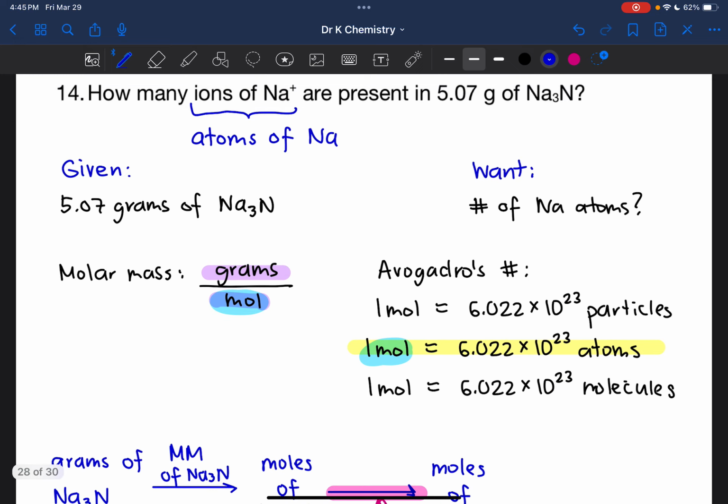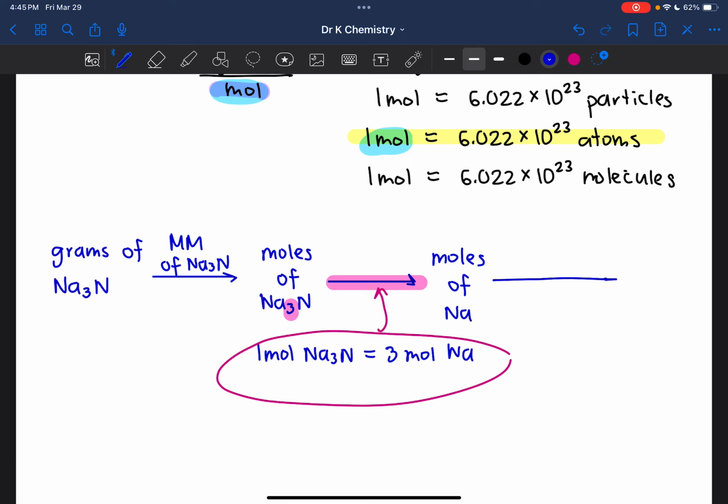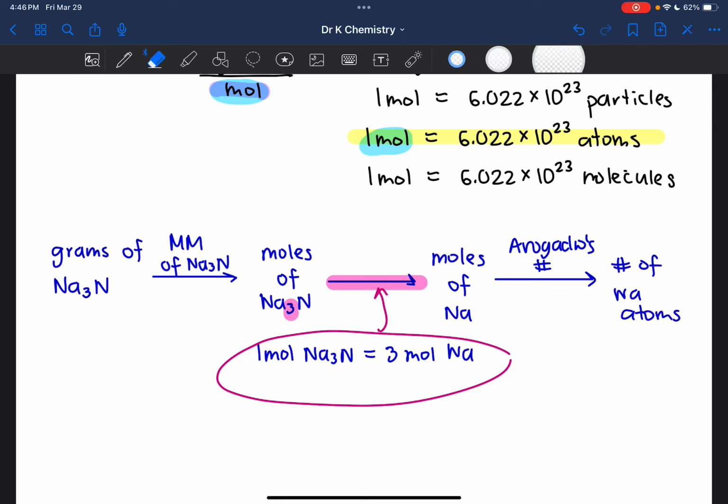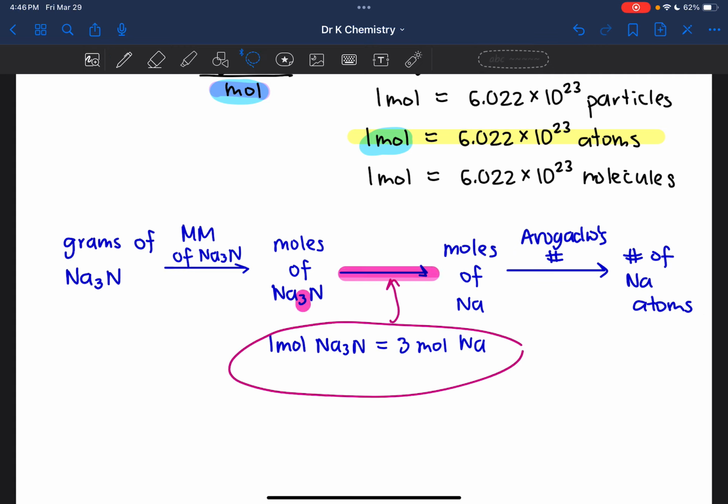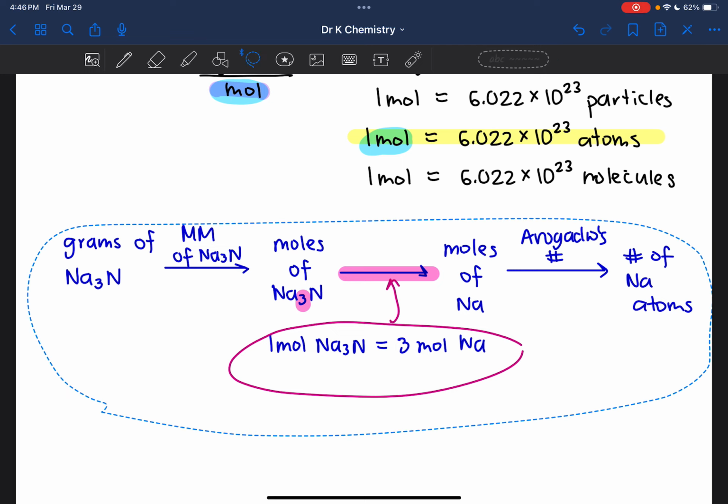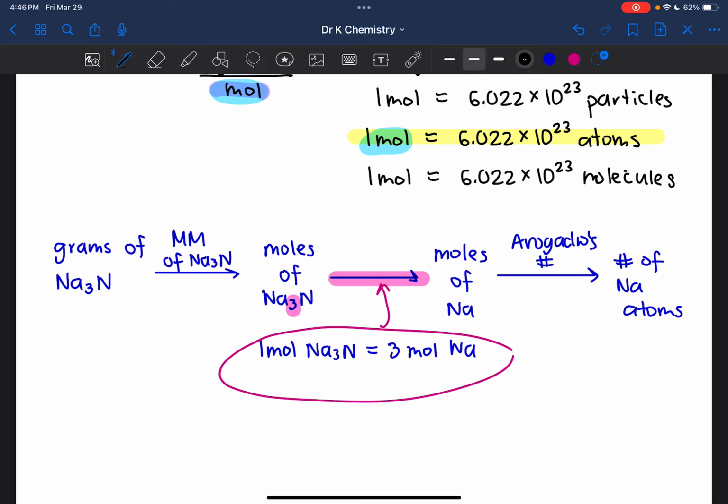Once I have that, ultimately I'm trying to get to the number of sodium atoms. And when I have the moles of sodium atoms, well, I can use Avogadro's number to get to the number of atoms. So moles are the connection. And if you're ever completely stuck on a problem, turn it into moles, because chances are that's where you're going to have to go. So if you are completely confused and lost, think about how you're going to get to moles and then build your pathway from there.